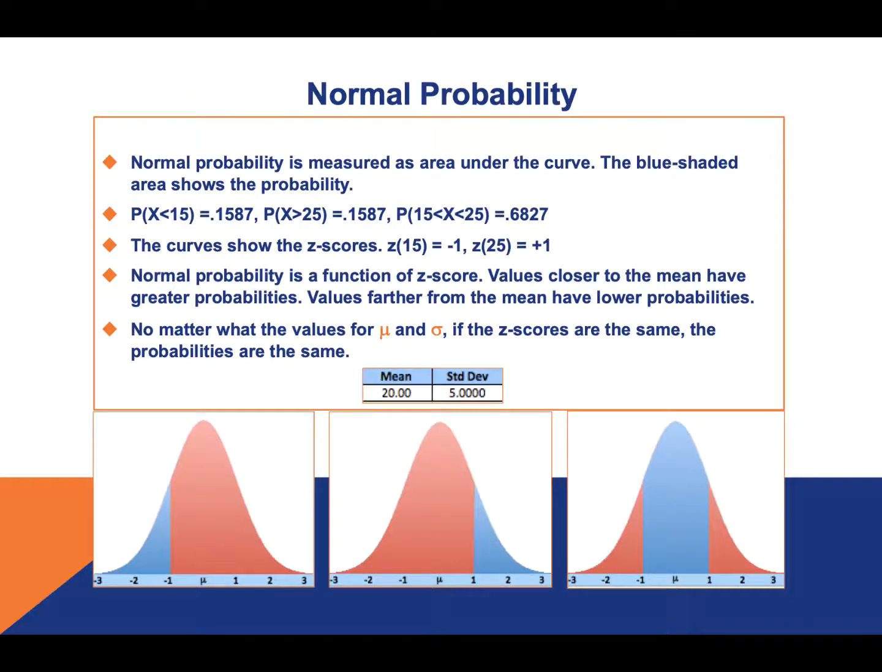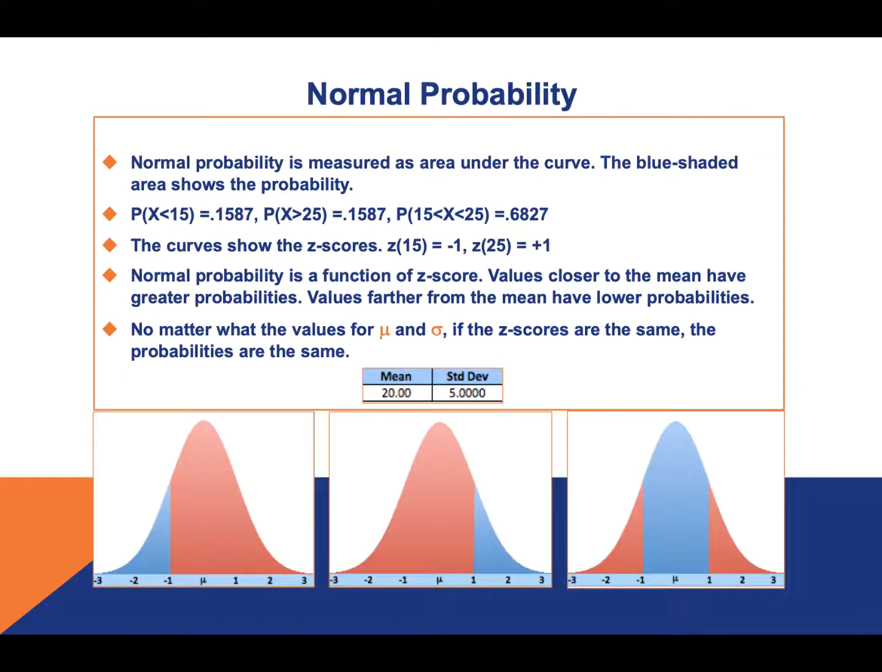The blue shaded area shows the probability. Here we can see the probability of less than 15 and the probability of more than 25 are the same, 0.1587. This is because 15 and 25 are both exactly one standard deviation from the mean, one below and one above. Normal probability is a function of z-score.